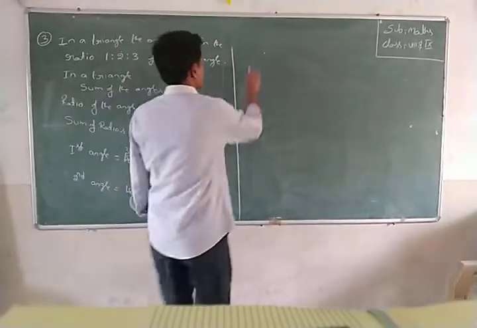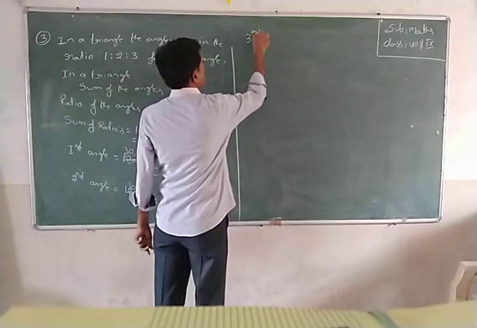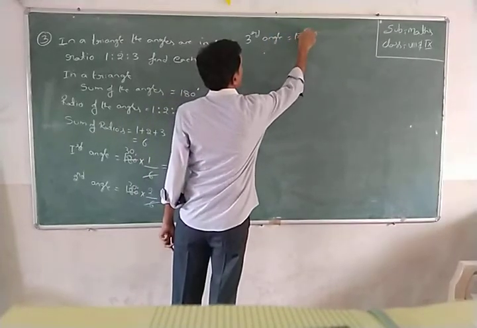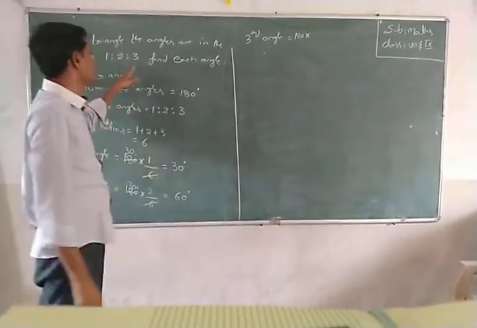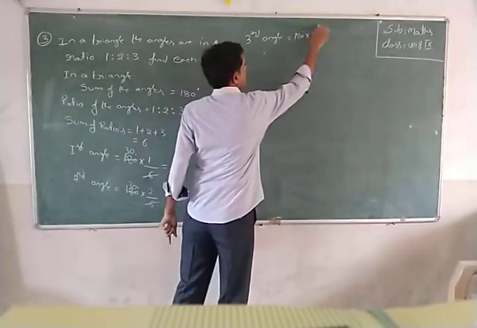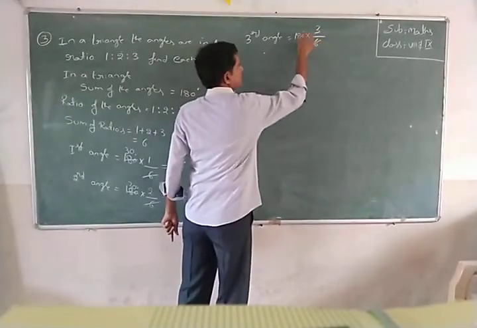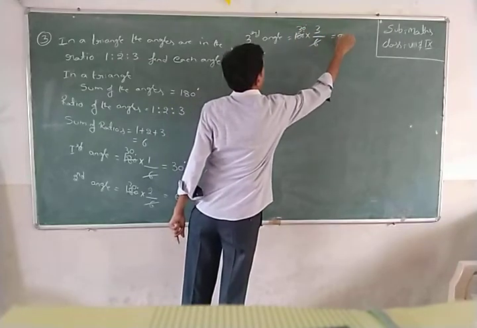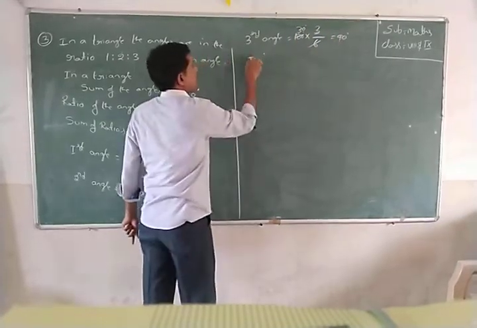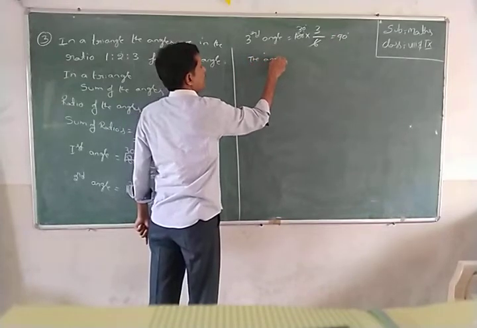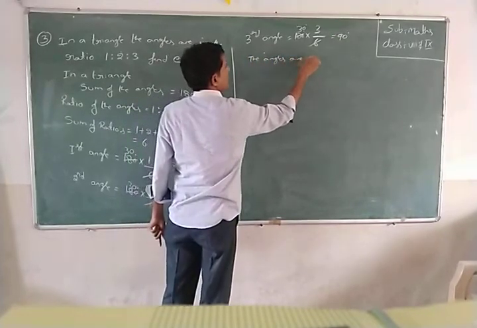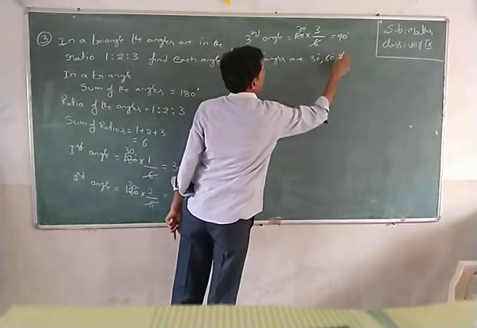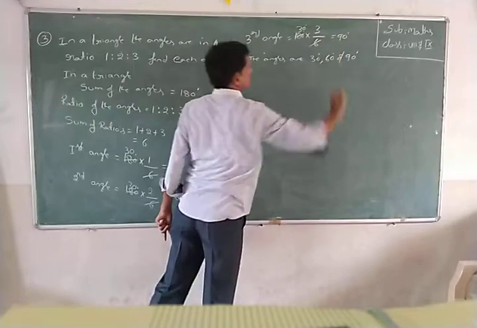Next is the third angle. The third angle equals 180 into the third ratio, that is 3 by 6. 6 goes into 180 thirty times, 30 into 3 is 90 degrees. Therefore the angles are 30 degrees, 60 degrees and 90 degrees.